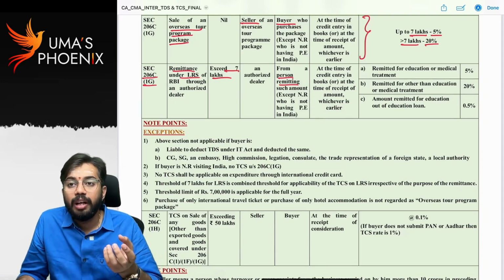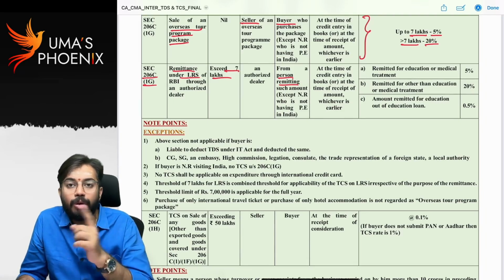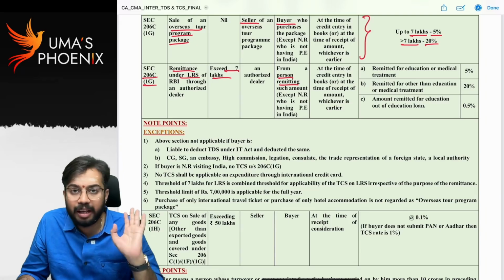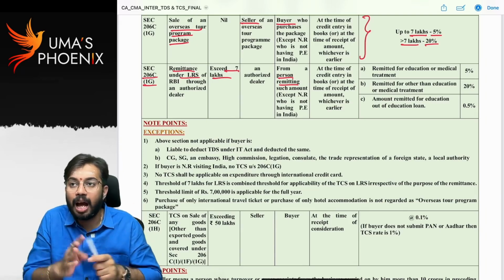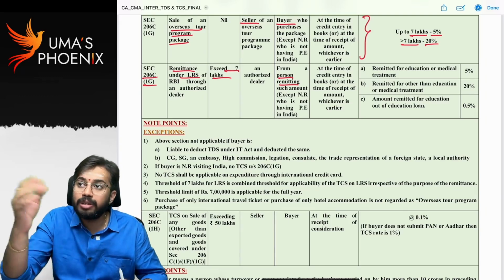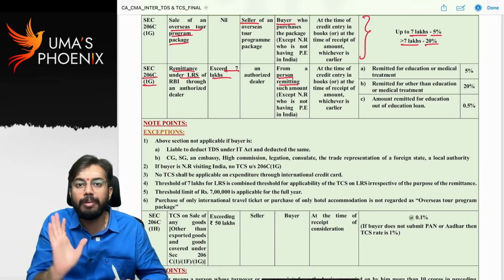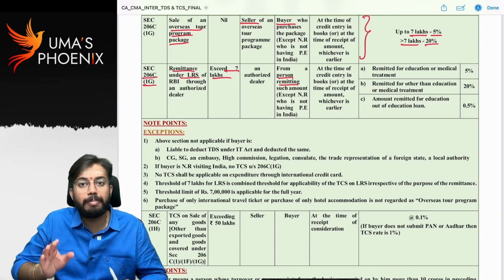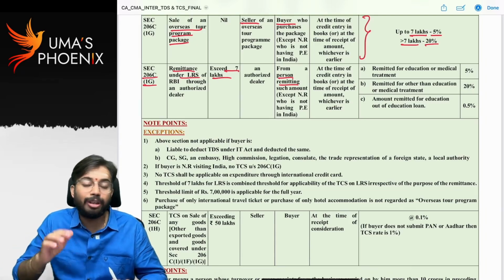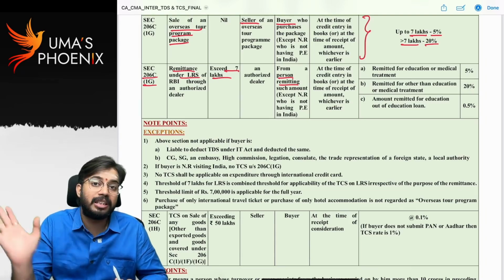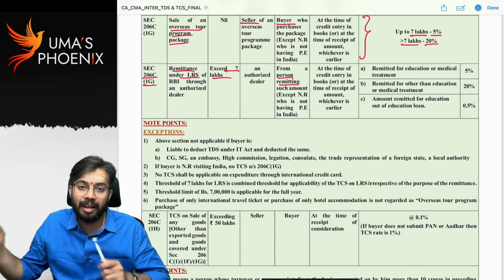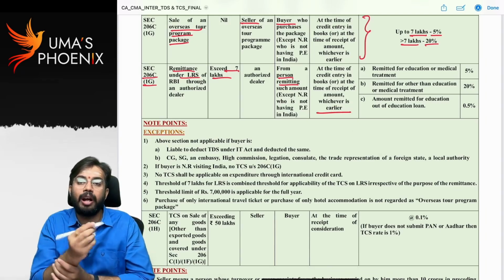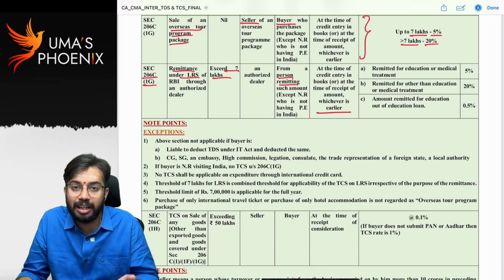But if money is transferred outside India by a non-resident who does not have PE in India, then no TCS will be collected. I am a resident in India. If I remit outside India more than 7 lakhs, TCS will be collected by the authorized dealer. If I am a non-resident, not having a permanent establishment in India, even though I transfer more than 7 lakhs, no TCS will be collected by the authorized dealer. Are you able to understand? When will TCS be collected? At the time of entry in books or at the time of receipt of amount, whichever is earlier.